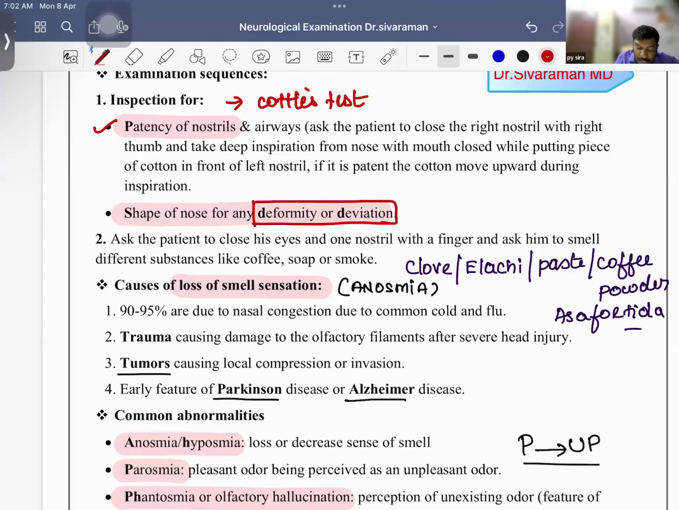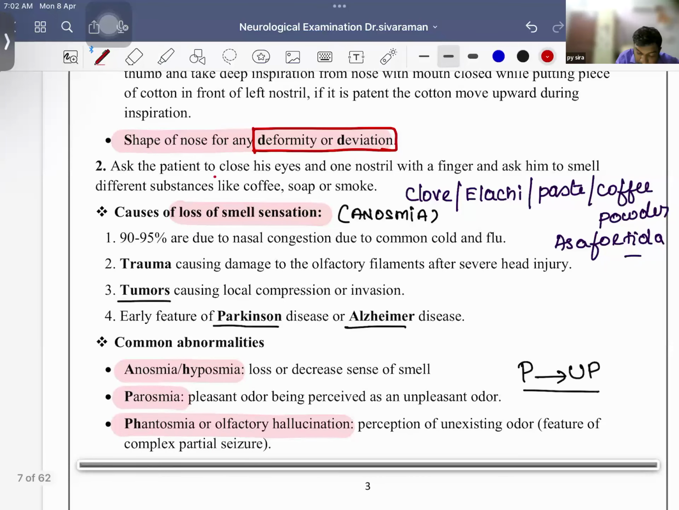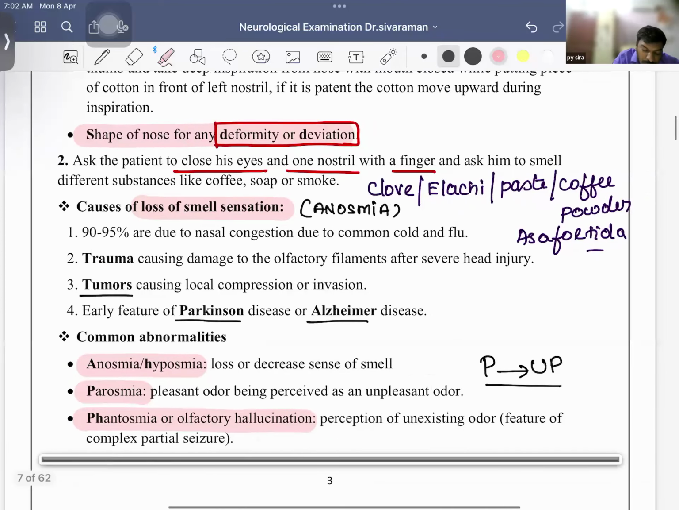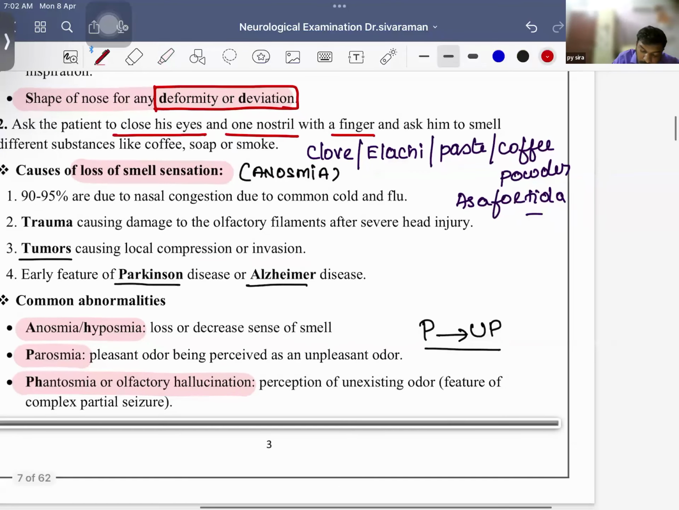Then ask the patient to close his eyes, close one nostril with a finger, and ask him to smell different objects. These objects should be known to the person. Usually in your exam you can take clove, cardamom, paste, coffee, asafoetida, that is, peringayam. So this you can take.